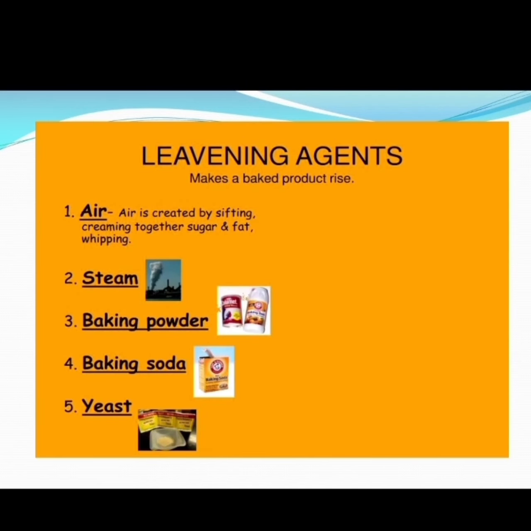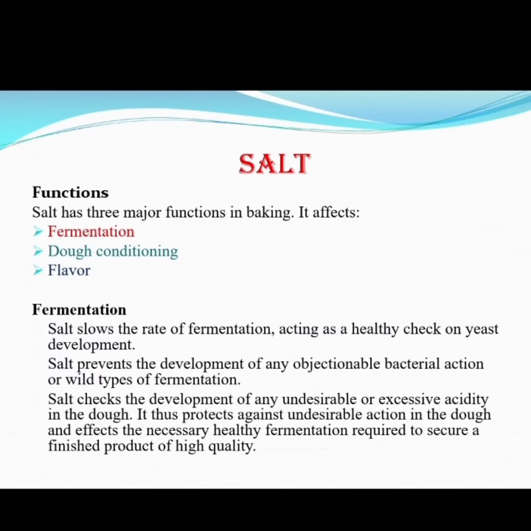Leavening agents. We use different types of leavening agents in bakery products. First one is air, second is steam, third is baking powder, fourth is baking soda, fifth is yeast. These are the types used to make the leavening process in bakery products. We will see the next raw material.